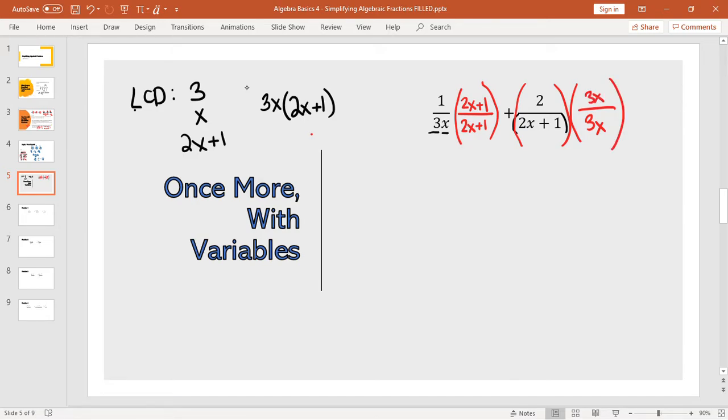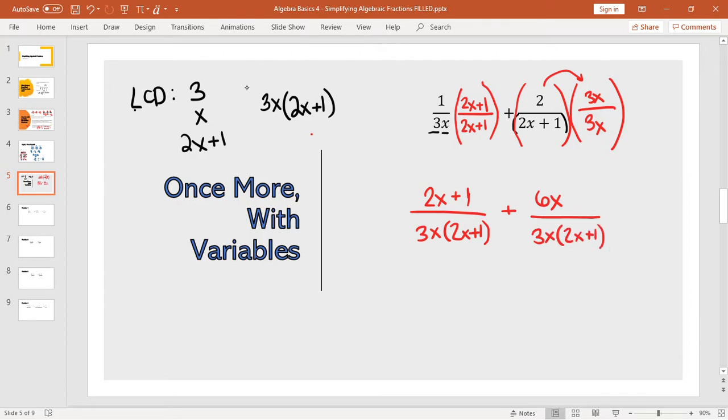Excellent. Okay. I'm going to have, and this is just 1 times 2x plus 1. Now resist the urge to cancel things out. That's not why we're doing this. We made this fraction so that we could add it to the other fraction. And do that math. 2 times 3x is 6x. And on the bottom, we get the same denominator.